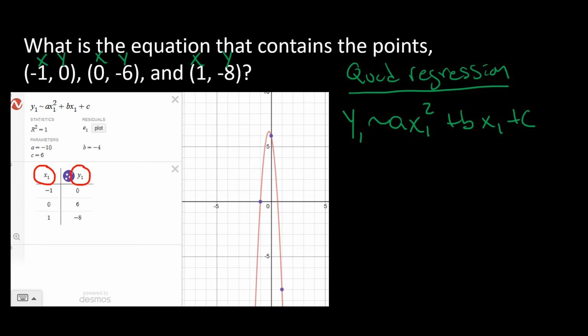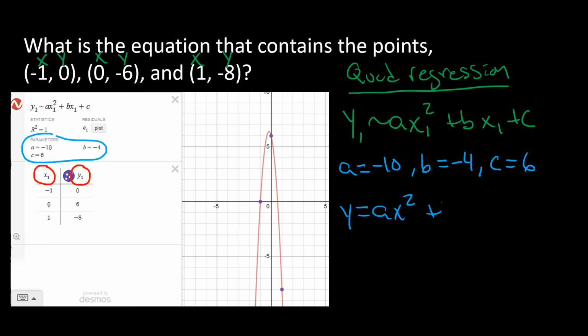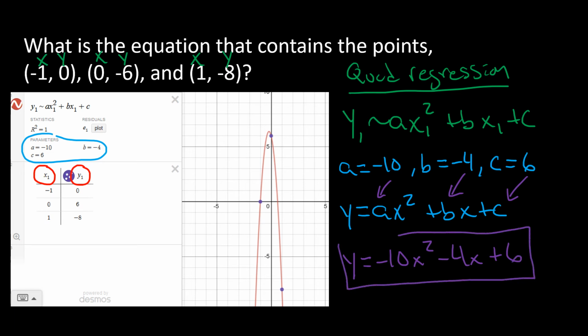Now to get the equation, you need to pull the parameters. So you'll identify your A, which is -10, your B, which is -4, and your C, which is 6. So when we plug in with our equation, which is y equals ax squared plus bx plus c, and we substitute in respectively here, here, and here, you'll get that y equals -10x squared minus 4x plus 6. And there you go.